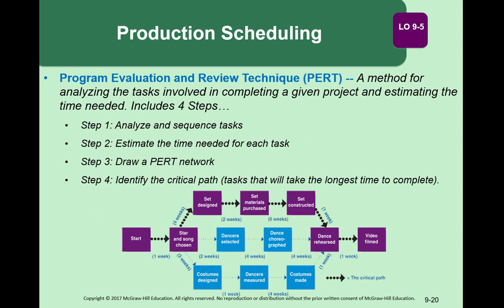When we talk about production scheduling, we talk about 2 main types of charts, the PERT chart and the Gantt chart. The PERT chart is usually used at the beginning when you're looking at production scheduling, and that helps you to see the overall broad picture. You might have your production manager sit down and identify the dependencies. Okay, before we set materials purchase, we have to have the set designed, for example, and it allows you to estimate how many weeks it's going to take for each item, and then how long the overall plan is going to take.